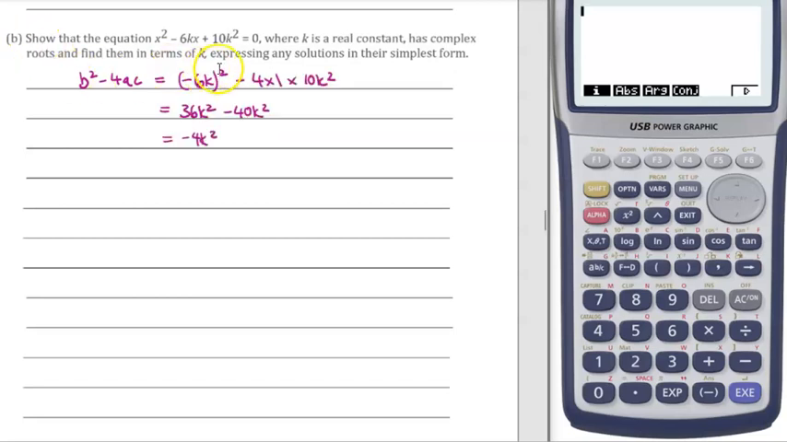So just popping that in, b here is minus 6k, minus 4 times a, which is 1, and c is 10k squared. So take that through and you end up with minus 4k squared. Now that will always be negative because no matter what k is, it got squared, that turns it into a positive, and then it gets multiplied by minus 4, which will always be a negative. So the discriminant is negative and therefore the roots are complex. Okay, so next is to find the roots in terms of k.